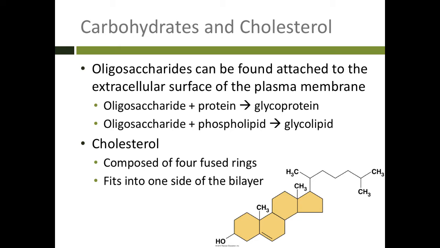The plasma membrane is also associated with different types of carbohydrates and cholesterol. When an oligosaccharide is associated with a protein within the plasma membrane, we call it a glycoprotein. We use glycoproteins on our cells to designate self from non-self. When you have an oligosaccharide that is bound to a phospholipid, we call it a glycolipid. We also have cholesterol within the plasma membrane. It's composed of 4 fused rings, and it fits into one side of the bilayer.